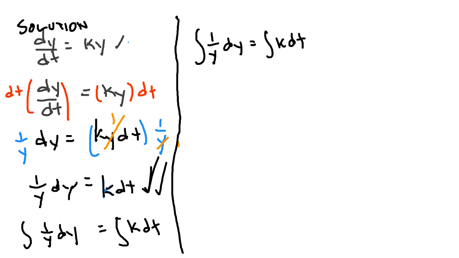What's the antiderivative of 1 over y? ln, the absolute value of y. Good. And on the right side, the antiderivative of k would just be k times t. And then we have our little constant of integration here. So what we did was we had a constant of integration on the left side, and then on the right side, we combine them and we just get a constant.